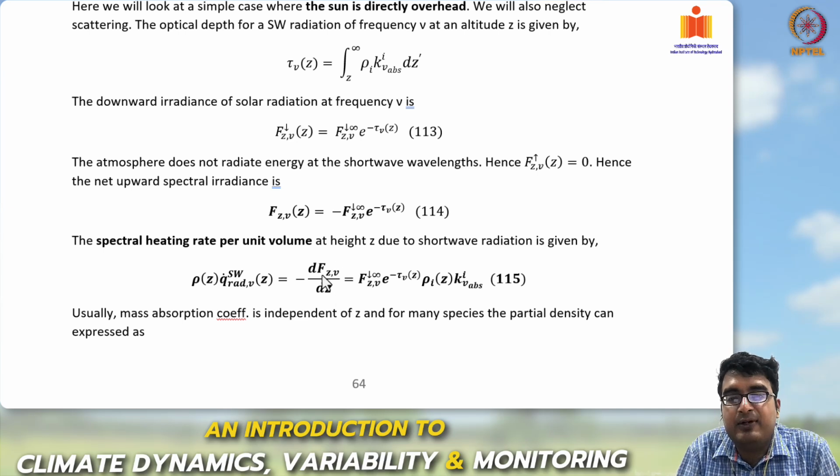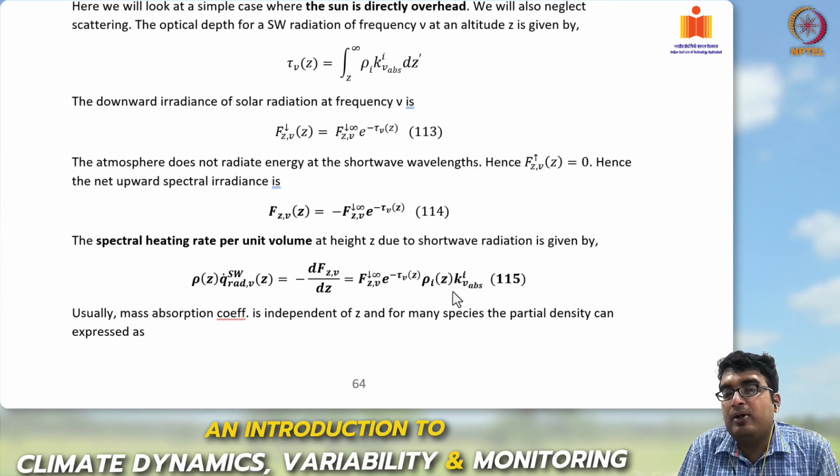altitude. So dF_z,nu by dz, and this gradient we derived in the previous class is equal to the spectral radiative flux density at the top of the atmosphere for solar radiation in that frequency, times an exponentially decaying term in terms of the optical depth of the atmosphere at altitude z, times the partial density of the absorbing species. It can be ozone, it can be water vapor at that given altitude z, times the mass based absorption coefficient k_nu,i.